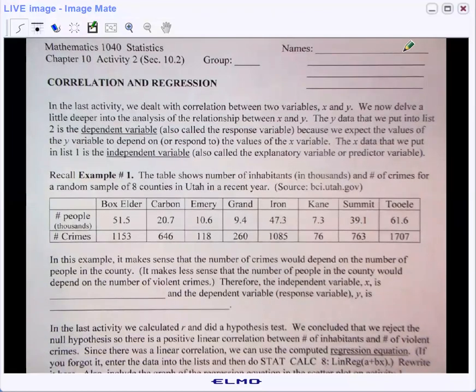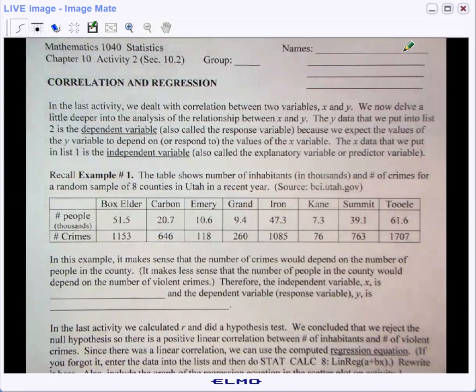Welcome back to statistics. We're going to do our last required activity for the year. We're going to talk about correlation and regression. And the main reason we want to do correlation and regression is if we can find a linear pattern, we can then use that pattern to make predictions.